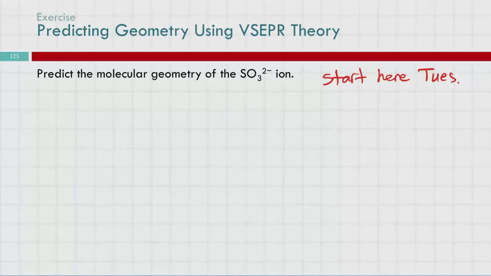We want to predict the molecular geometry of this ion, the SO32- ion. Hopefully you've thought about it once, maybe even since we had our class last time. In order to predict the shape, the molecular geometry of the sulfite ion, we need a Lewis structure. So we have to come up with a Lewis structure for it. We've got sulfur. We've got 3 oxygens. These each have 6 valence electrons.